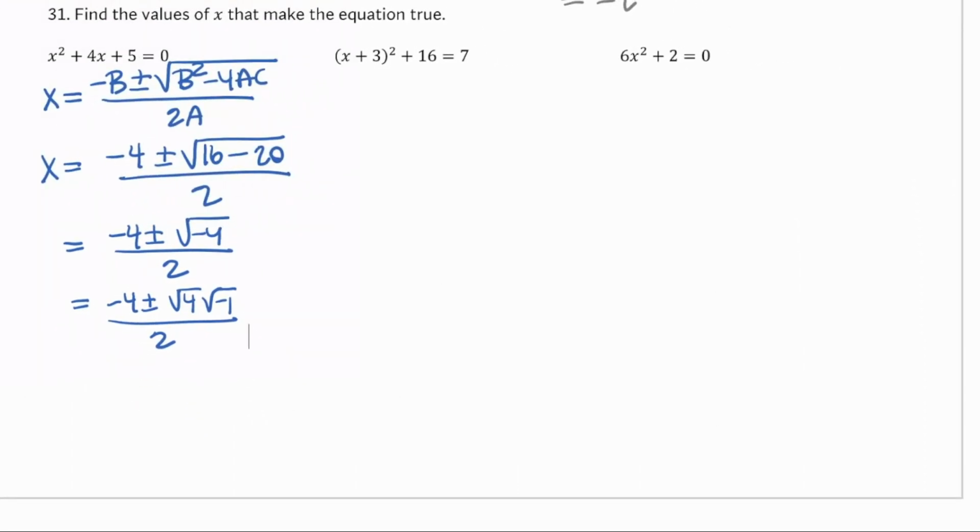And that'll be negative 4 plus or minus 2i all divided by 2, which I could divide everything by 2 and say this is negative 2 plus or minus 1i.